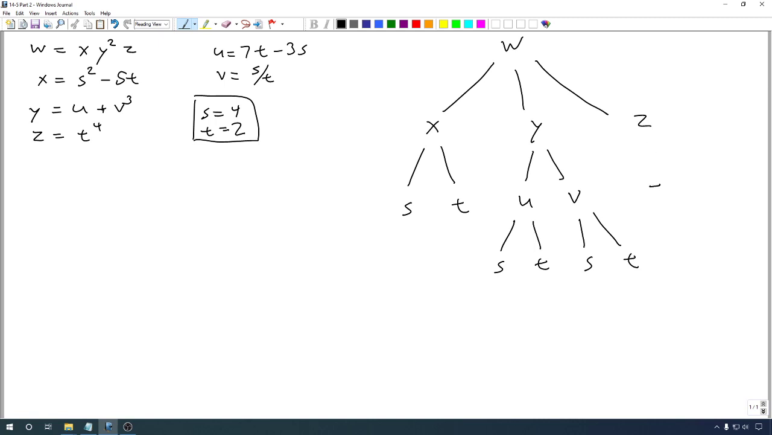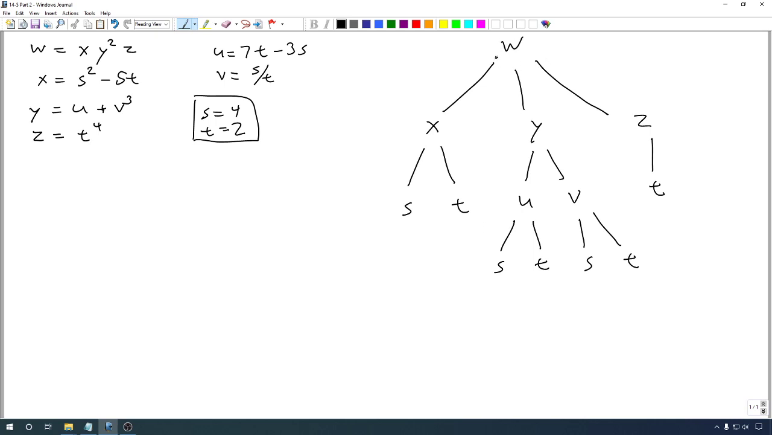Finally, z depends on t. There's no reason to write an s down below here. I mean, it technically wouldn't be wrong, but there's no reason to put in extra stuff because that'll actually make the work that we do later a little more complicated. But this gives an easy way of seeing how everything we're going to be doing with w depends on the s and t that we want to work with.